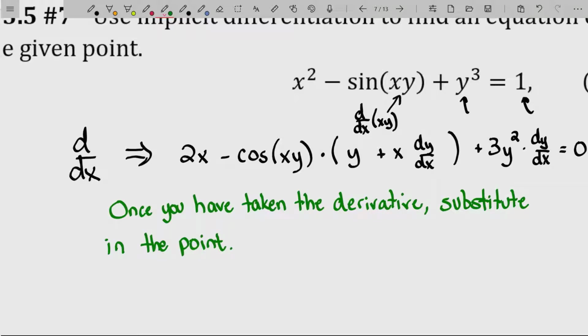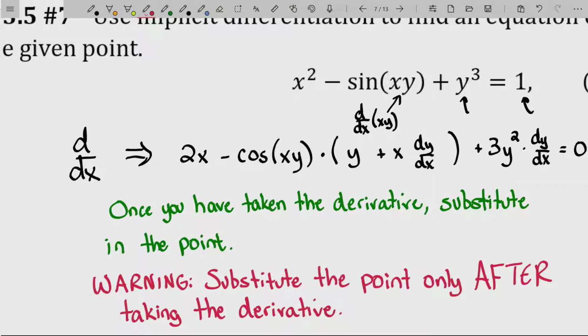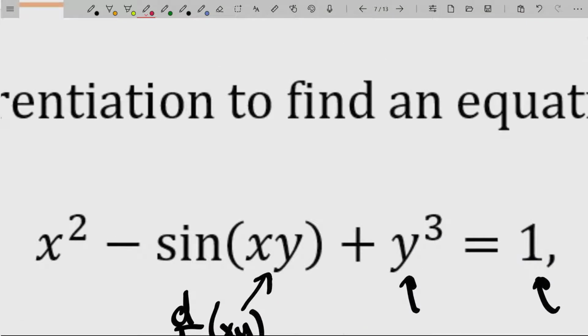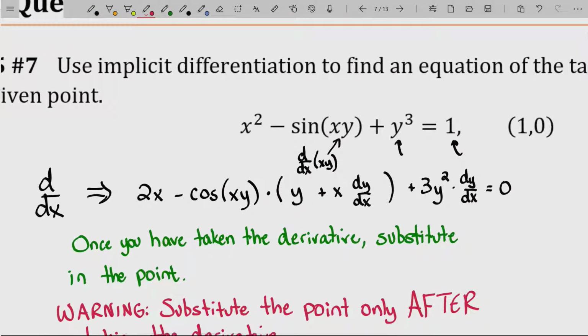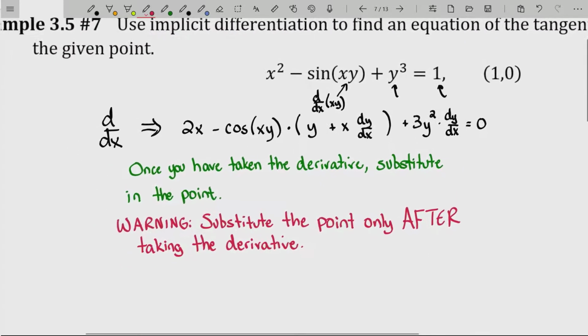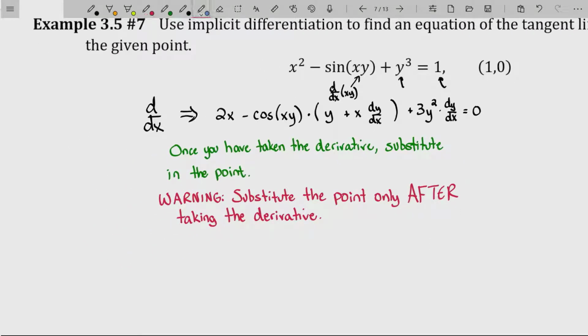Be warned though, only substitute in that point after you have taken the derivative, not before. If you substitute in that point, (1, 0), before you take the derivative, you'll get a bunch of constants. And derivatives of constants are 0. You're just going to zero everything out. So instead, take the derivative, like we have, and then say, I'd like to find dy/dx at (1, 0). So we're going to let x equal 1 and y equal 0 in our derivative equation.